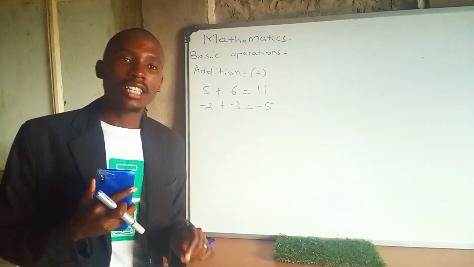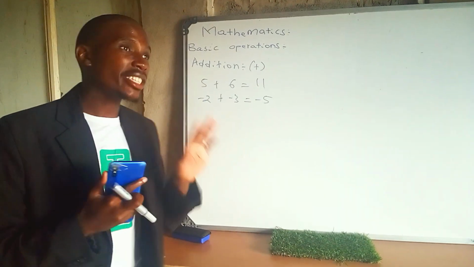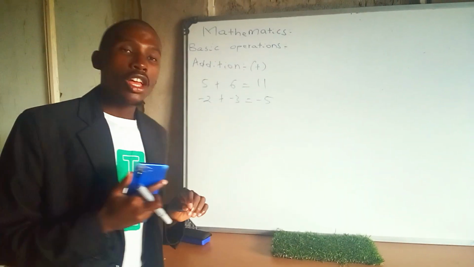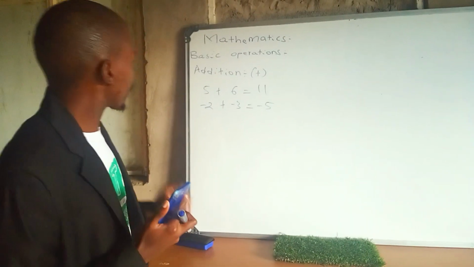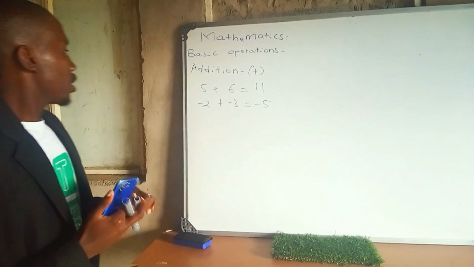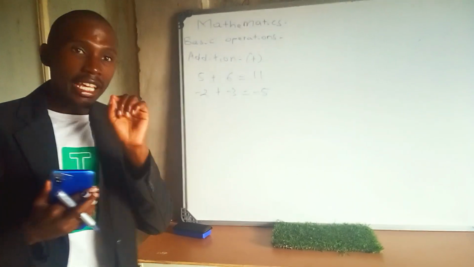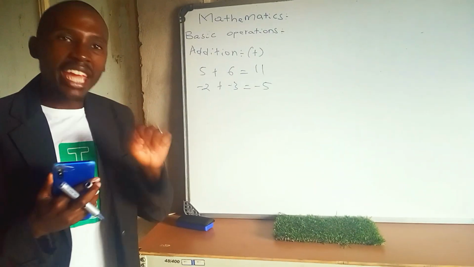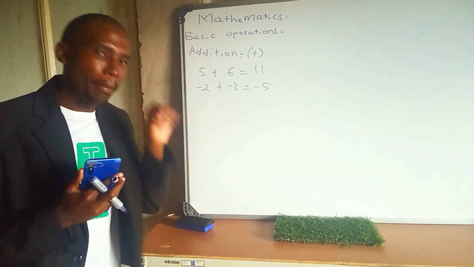Let's come to the point whereby we have numbers with different signs. In this point, let's ignore the signs and look at the numbers specifically. So what we are going to do, we are going to subtract the smaller number from the big number. Then, secondly, we are going to take the sign of the bigger number.